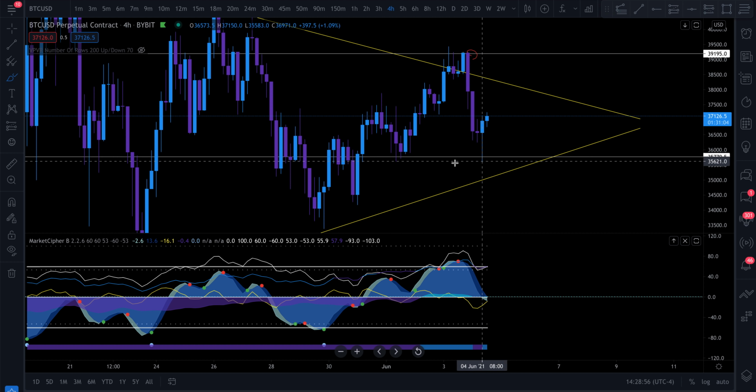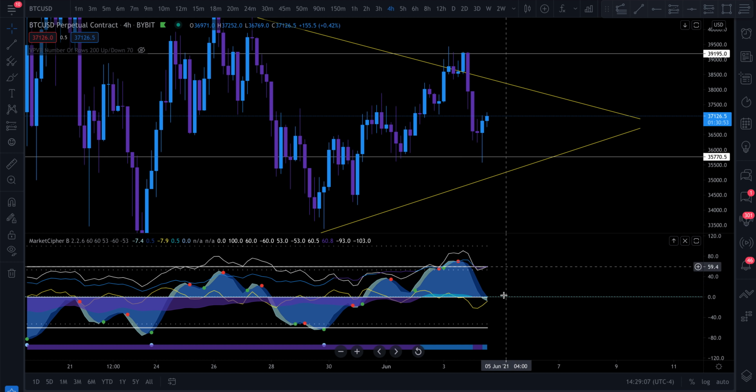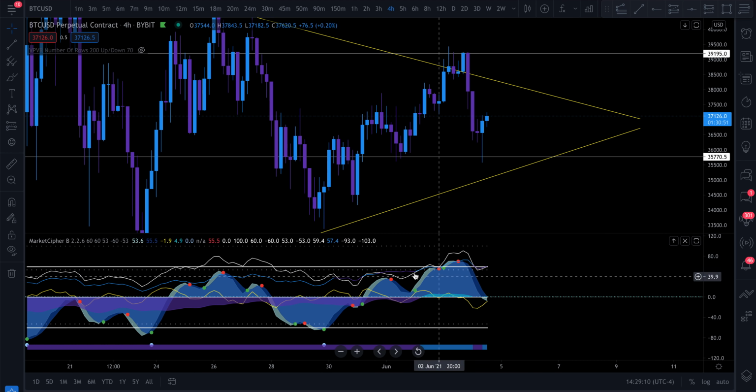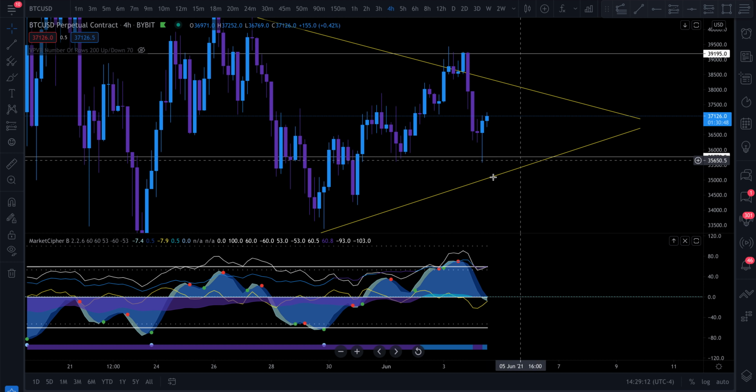Now, Market Cipher is a very powerful tool, but you have to know how to use it, because when you first open this thing up, it can be very overwhelming. You don't know what you're looking at. You got dots, you got waves, you got lines, you got money flow, you got RSIs, you got Market Cipher A, you got Market Cipher DBSI.